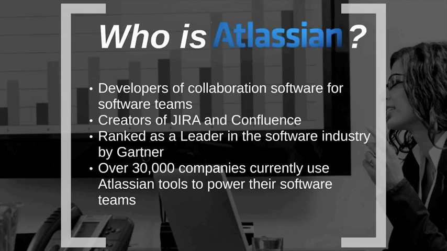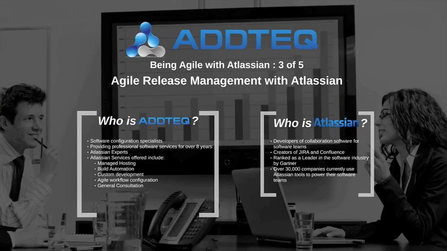Atlassian has been ranked as a leader in the software industry by Gartner, and even more so, they are now starting to get widespread recognition, not only in the technological media, but even in the mainstream media as well. They're doing some exciting things with really innovative companies like Tesla, and we're very proud to be partnering with them and working with them to deliver solutions. Over 30,000 companies currently use Atlassian tools to power their software teams, and we really believe in this market, and I'm sure you do too, which is why you're here.